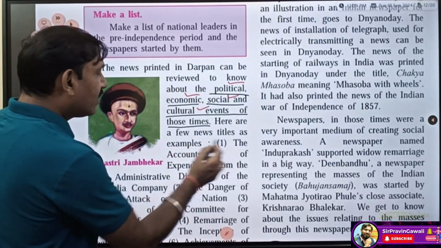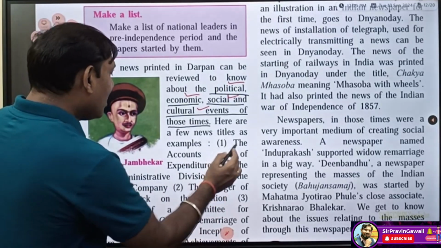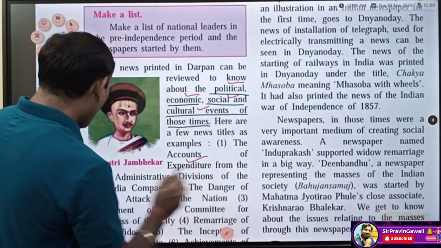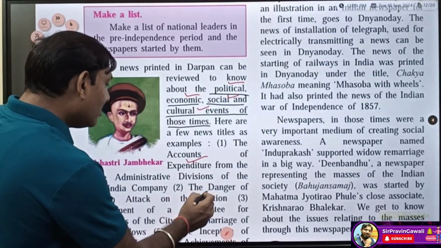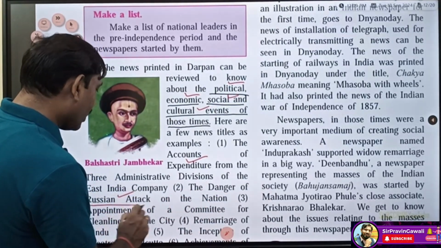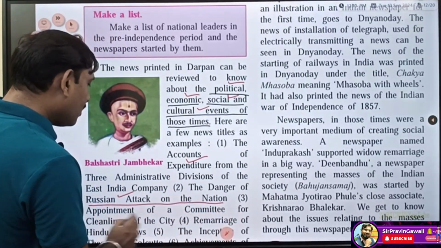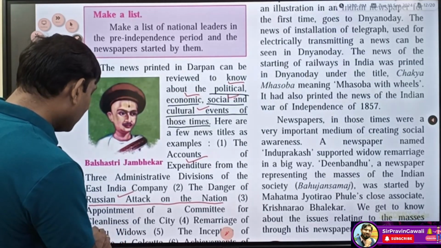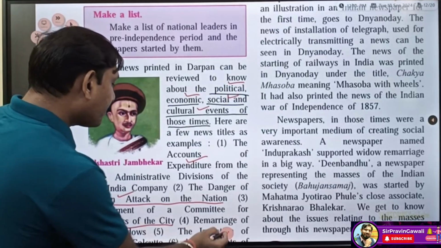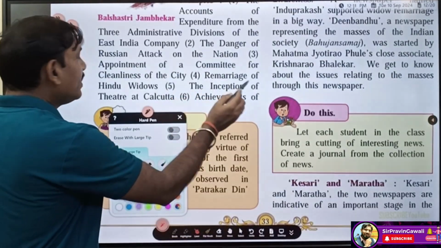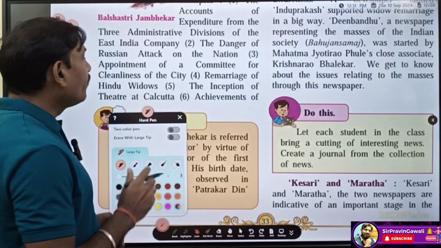Here are a few news titles as examples. Some of the titles are given from the Darpan. For example, the accounts of expenditure from the three administrative divisions of the East India Company. The second one is the danger of Russian attack on the nation, so international news is also there. The appointment of a committee for the cleanliness of the city, which is social news. Then the fourth one, remarriage of Hindu widows. This news also highlights a social issue of Indian people.